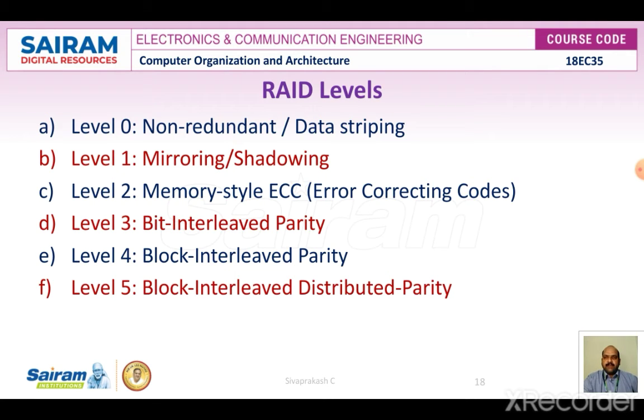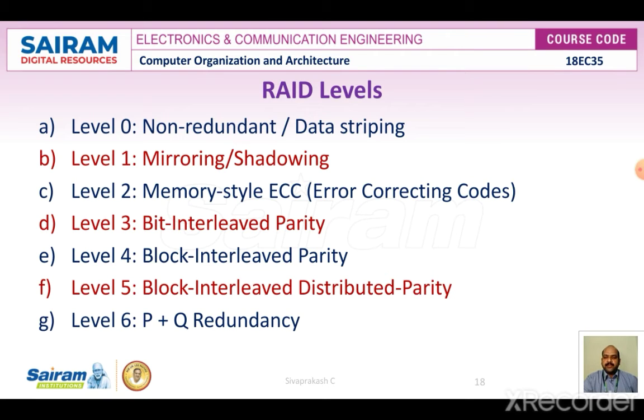Coming to level 5, block-interleaved distributed parity. The parity data is distributed onto all the disks, which gives the best small read, large read and large write performance, whereas small write is not so good compared to mirroring because of the need to perform a read-modify-write operation to update the parity. This is a major weakness of level 5, block-interleaved distributed parity.